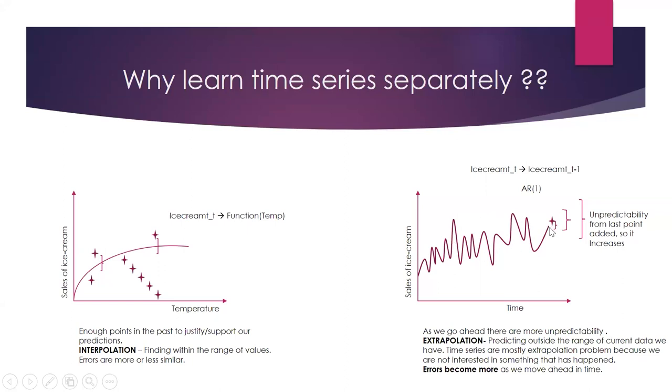How am I predicting? With whatever I have learned from the past. This will have some error. Now I'm going to use this to predict the sales at the next time instance. The previous point also had error, and I'm using it to predict the next point, so these errors are carried forward. This is what happens in time series, and this is what makes it very difficult, so we deal with time series separately. More or less all the problems in time series are extrapolation problems, because we are predicting outside the range of the current data that we have.